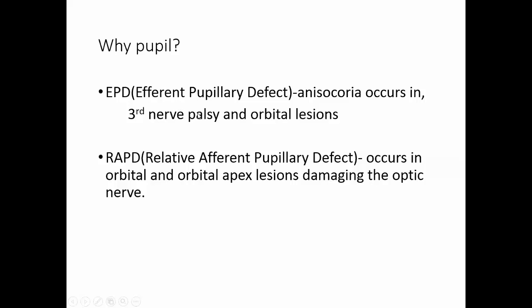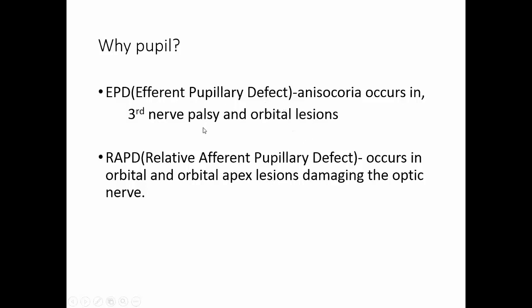One is an efferent pupillary defect. When there is an efferent pupillary defect, the two pupils are abnormal, not similar in size. That is called anisocoria. This occurs in third nerve palsy and other orbital lesions. And also you can have the other type of pupillary defect, which is called an afferent pupillary defect, which occurs again in orbit and orbital apex lesions, which involves the optic nerve.